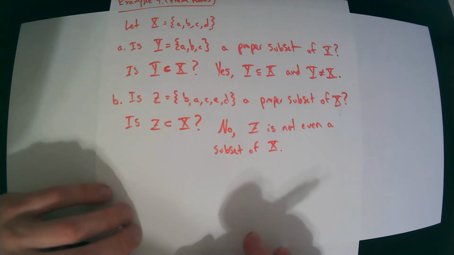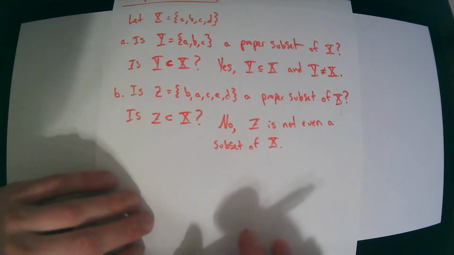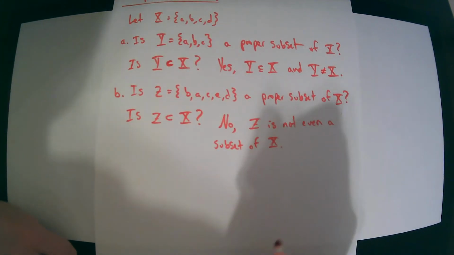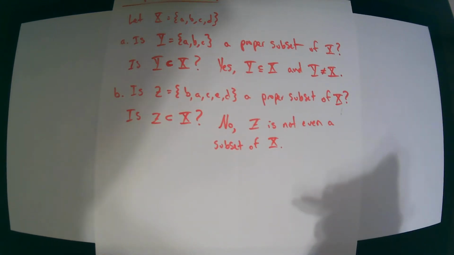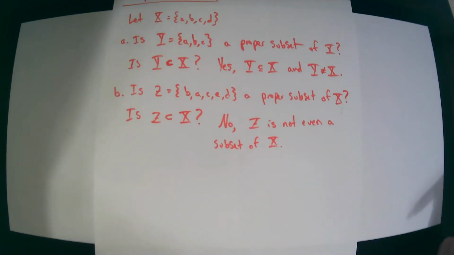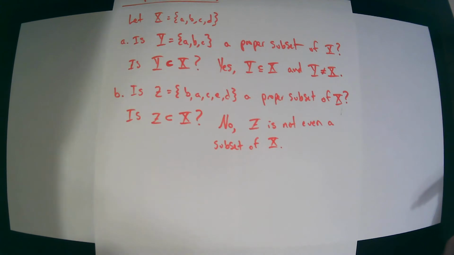X doesn't have an E. Wait, let me double check. Yeah, okay, X doesn't have an E, so it's not even a subset. So we don't even need to check, obviously, the second condition, because it's not even a subset. So of course it's not going to be a proper subset.